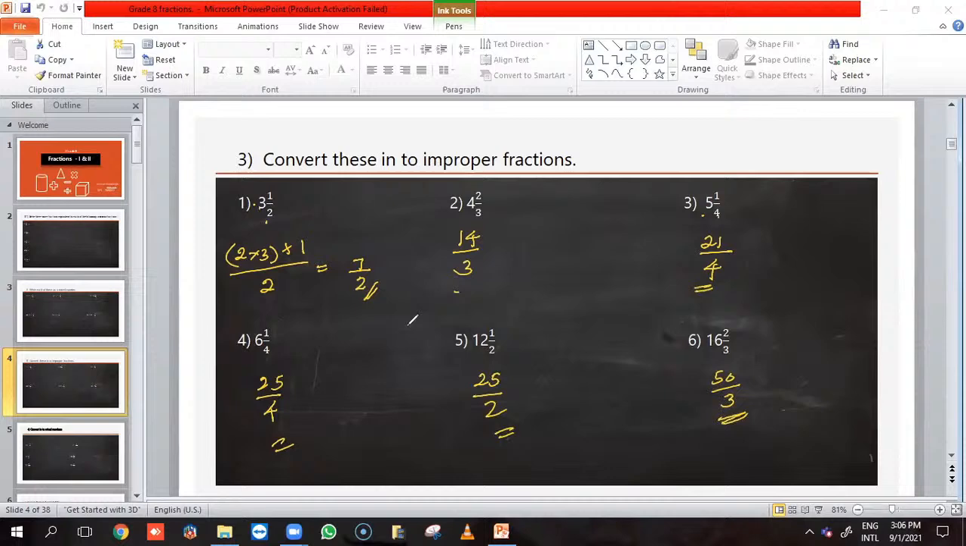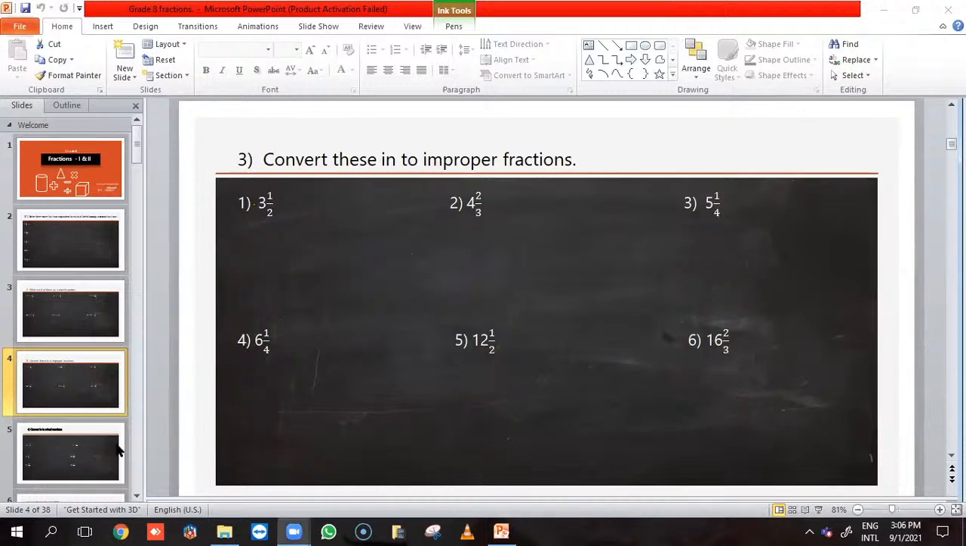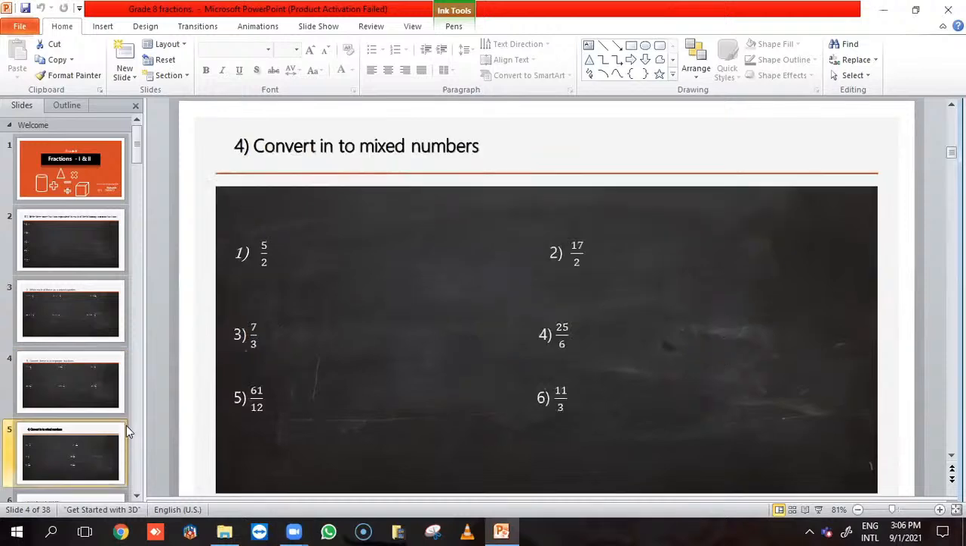Then we'll go to the next question. Question number 5. Convert into mixed numbers. So how can we look at this one? 5 over 2. When we are converting to a mixed number, I told you several times, it consists of a whole number part and a fractional part. You can even do it mentally. 5, how many 2s are there? 2. 1 remainder over 2.